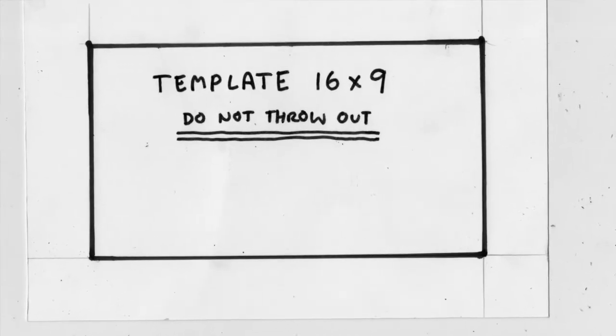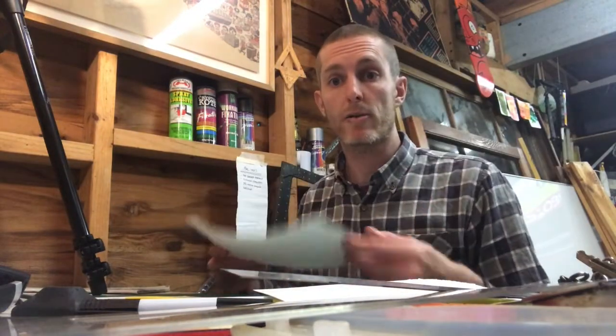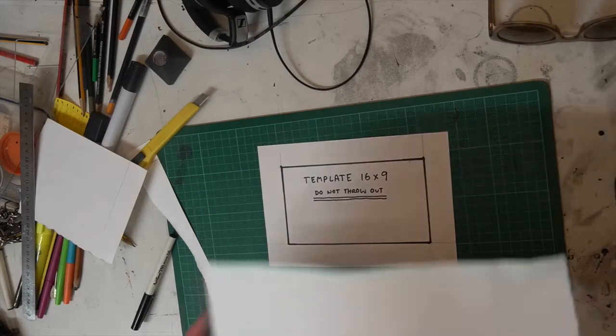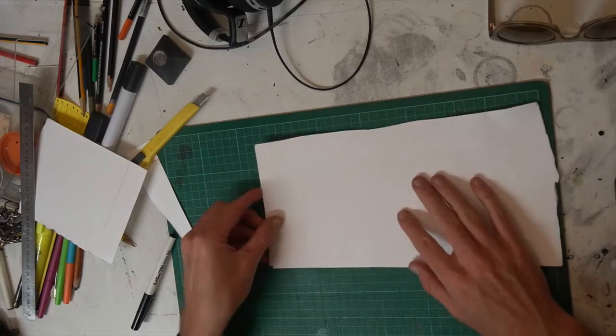Now what I'm going to do, I've got a second piece of paper. I'm going to trace that rectangle onto this second piece of paper straight from my template. It's pretty simple.